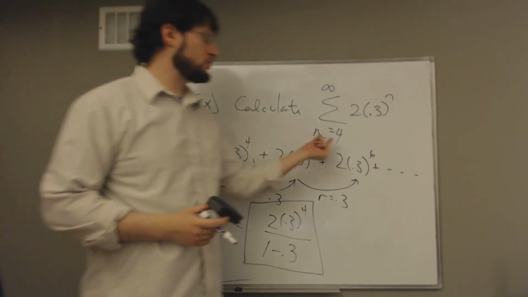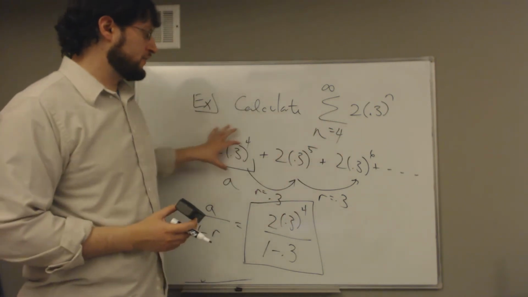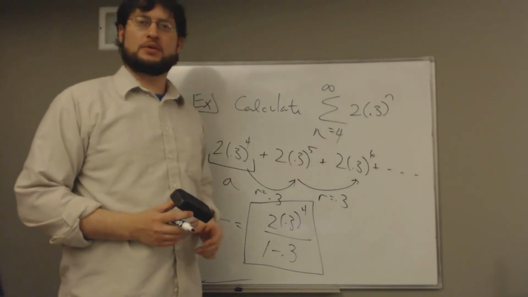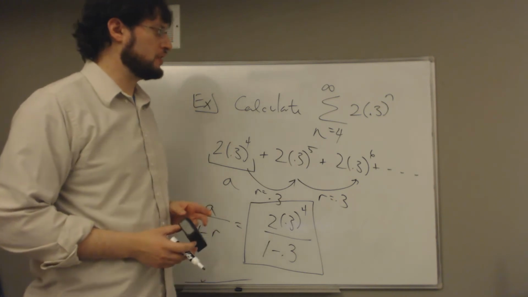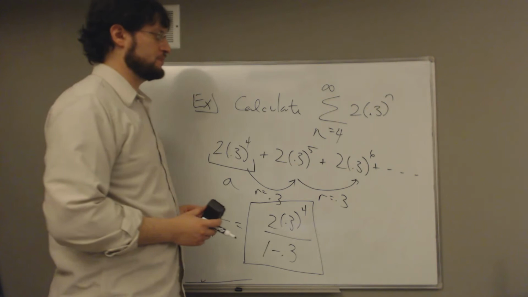All right, so when we don't start at 0, the easiest thing to do is to write out the first few terms, notice what the first one is, and notice what the r value is. There are other ways that you could think about this, but this is the easiest approach.